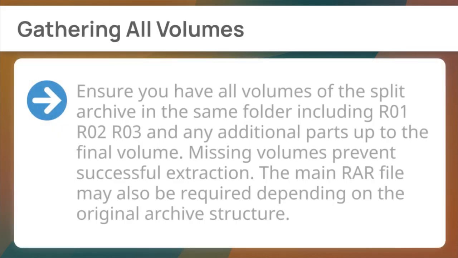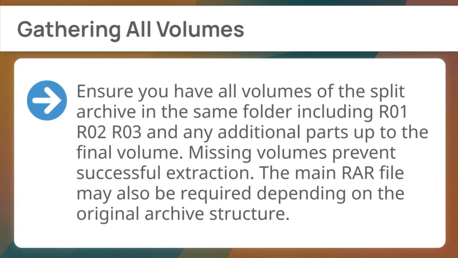First, gathering all volumes. Ensure you have all volumes of the split archive in the same folder, including R01, R02, R03, and any additional parts up to the final volume. Missing volumes prevent successful extraction. The main RAR file may also be required depending on the original archive structure.